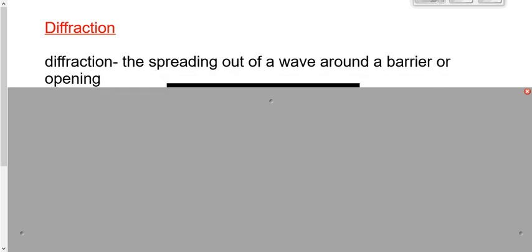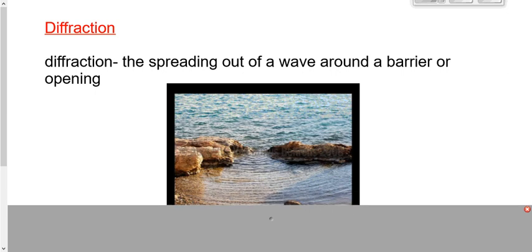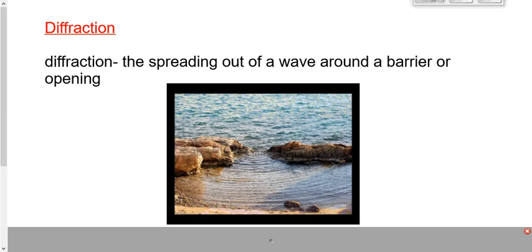The second one was diffraction. We defined diffraction in Physics 20 and on the first day of this unit as the spreading out of a wave around a barrier or through an opening. This is not the same as refraction. Refraction is the bending. As it changes speed, it changes direction when it goes from one medium to another. With diffraction, we don't have to change media. We don't have to go from one material to another. We just have to send the wave through an opening or around a barrier.